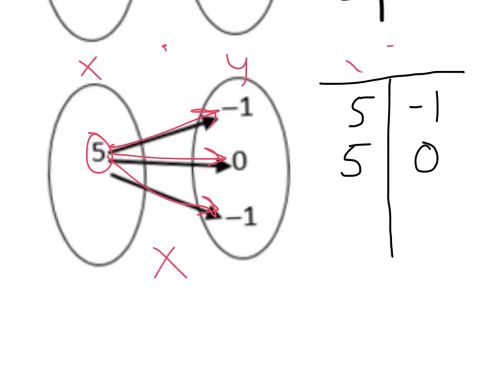Because of that, this is not a function. And I can see it over here in my table as well. My x values, notice, they repeat. That's the biggest thing. What that tells me is I have one x value that has multiple y values. So this second one we're looking at would not be a function.